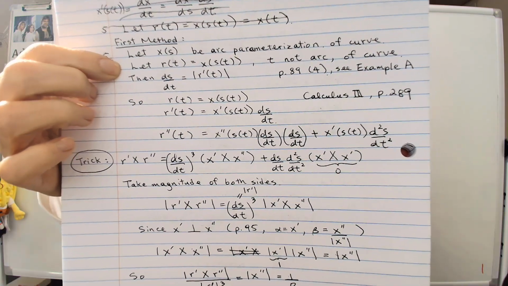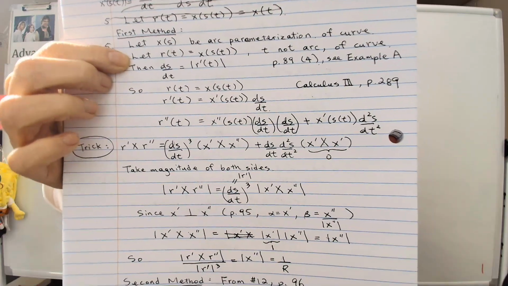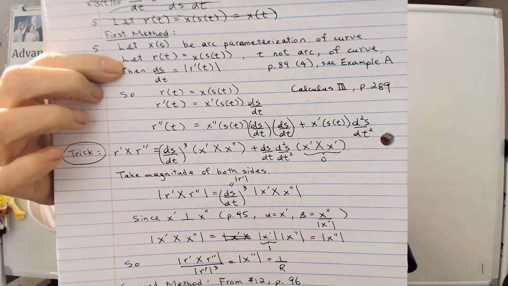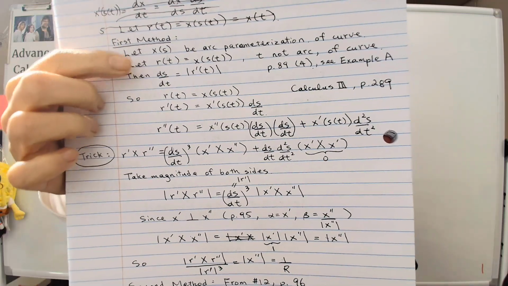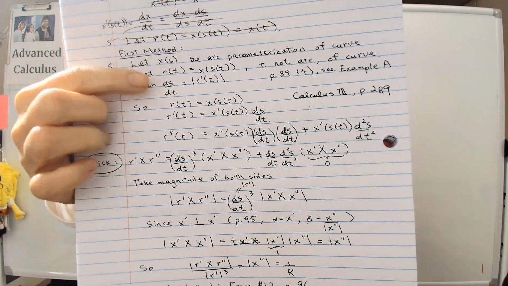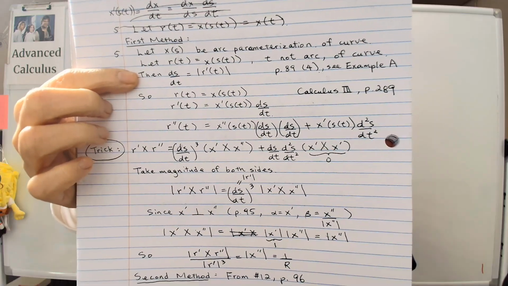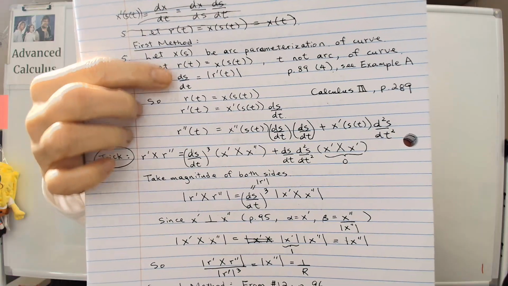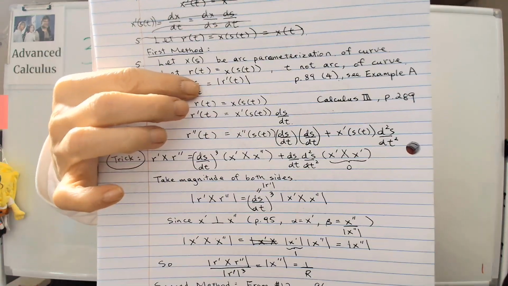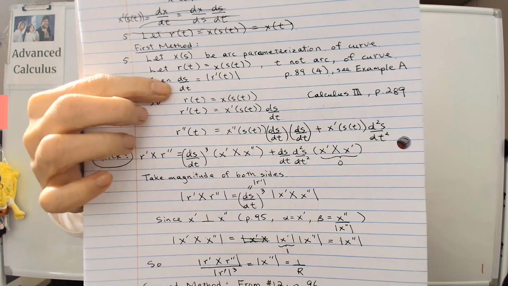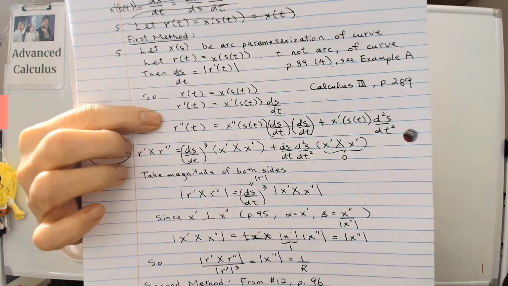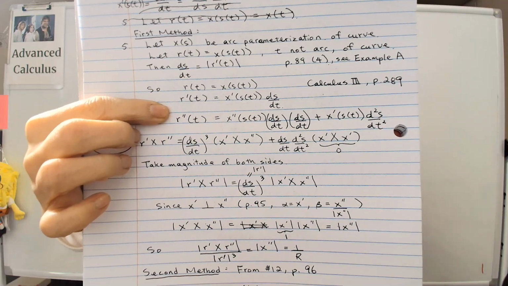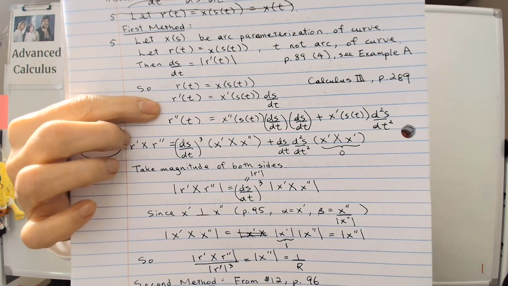So r of t is x of s of t. You just plug s of t in there, so it turns into a t formula. We call it r of t to not mix it up with x, but r of t is related to x, it's just the t parameterization. Then we calculate ds by dt, defined as x prime of t, which in this case we'll call r prime of t. Taking the derivative now, r prime of t becomes x prime of t times ds by dt.